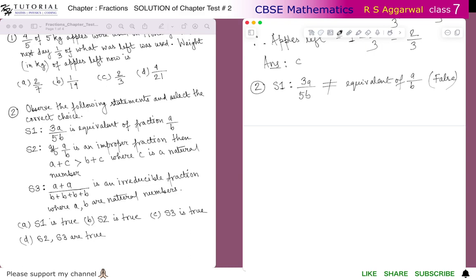Now this is false. Okay, so it asks, observe the following statements and select the correct choice. Okay, S1 is false. Fine. Now what is S2? What does S2 say?